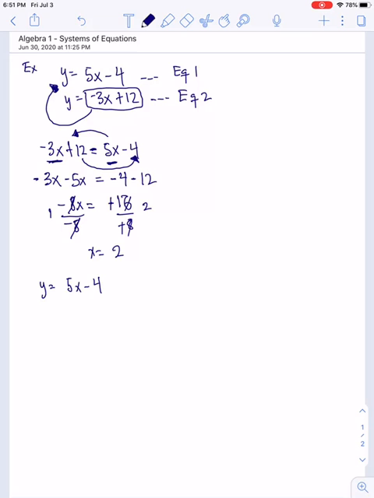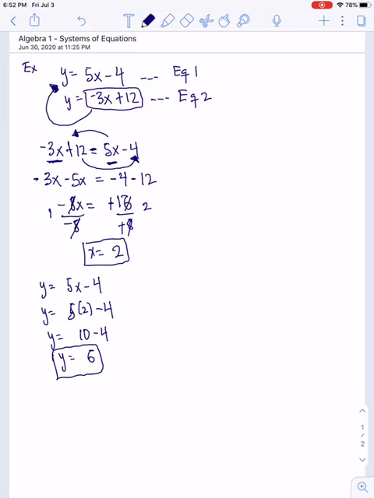When I plug x into this equation for x, I'll get y equals 5 times 2 minus 4. And y equals 5 times 2 will be 10 minus 4. And y is going to be 6. So in this situation, our final answer is going to be x equals 2 and y equals 6.